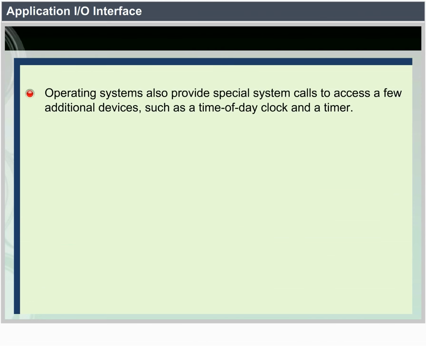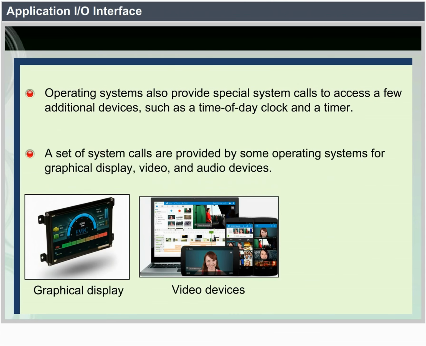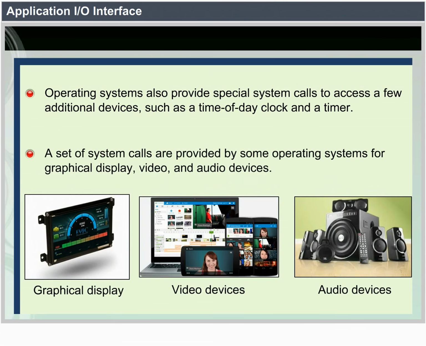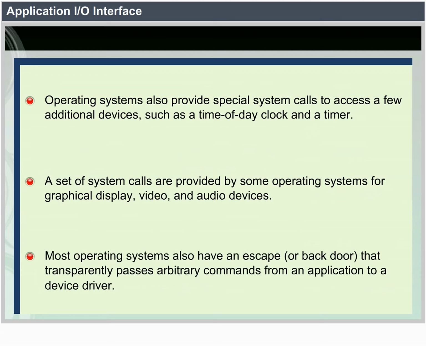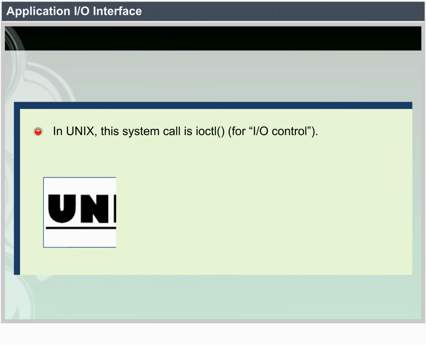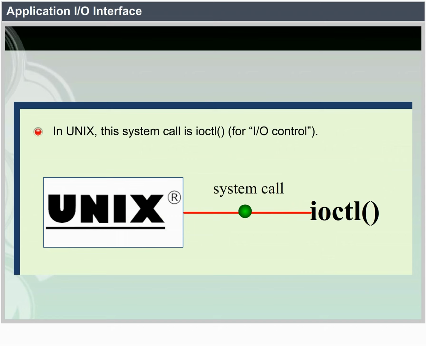Operating systems also provide special system calls to access a few additional devices, such as a time-of-day clock and a timer. Some operating systems provide a set of system calls for graphical display, video, and audio devices. Most operating systems also have an escape or backdoor that transparently passes arbitrary commands from an application to a device driver. In Unix, the system call is the IOCTL function for input-output control.